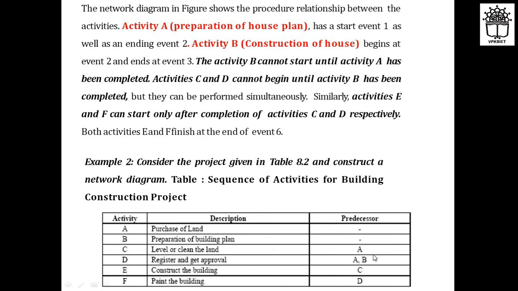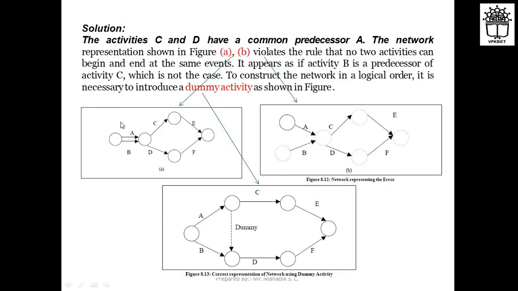The predecessors are given like that: dash, dash, A, A, B, C, D. Okay, so here you can see that activities C and D have a common predecessor, A.